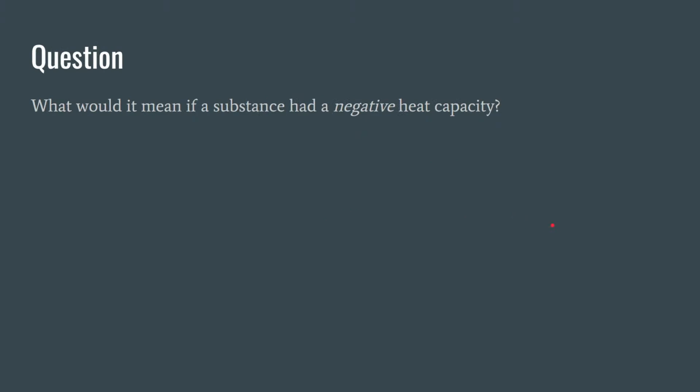Okay, so what would it mean if a substance had a negative heat capacity? Like I said, if you get a negative heat capacity, you've done something wrong. It means that if you put energy in, the temperature goes down. And that's just not the way things work. So you're just not going to get a negative heat capacity. If you get a negative heat capacity, go back and find out where you dropped your negative sign. Okay, you done screwed up.